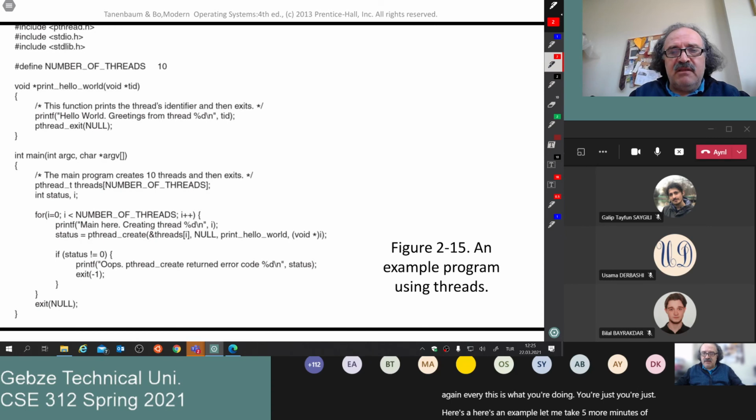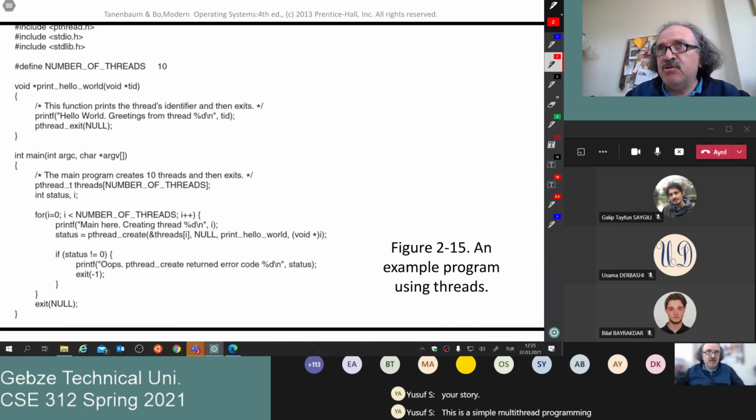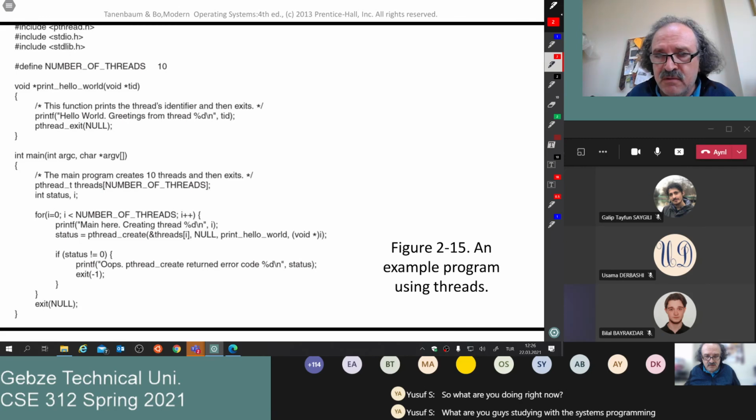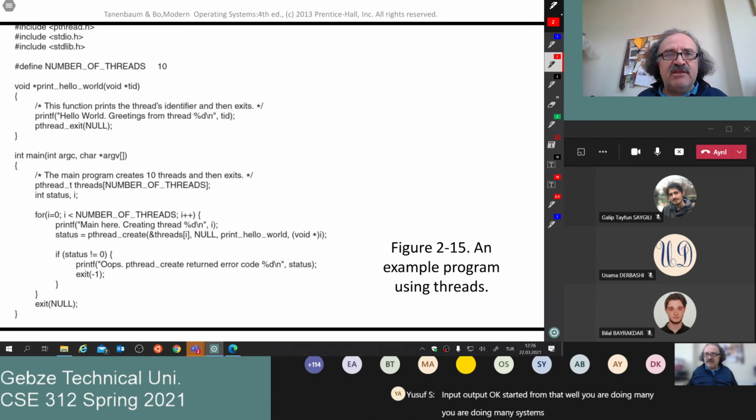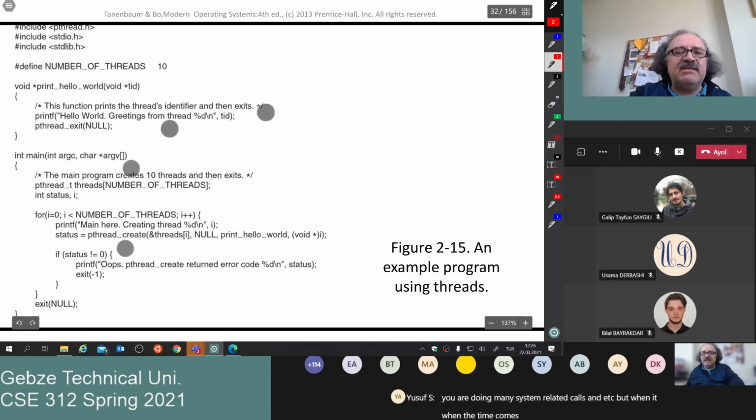This is a simple multi-thread program example. Did you start studying multi-threads in your systems programming course? Are you doing multi-threads? No, not yet. What are you studying? Threads are at the very end. So what are you doing right now? What are you guys studying with the systems programming course? File I/O, input output. Yes, file. Okay, you started from there. Well, you are doing many system related codes, but when the time comes, you are going to write these kinds of programs.